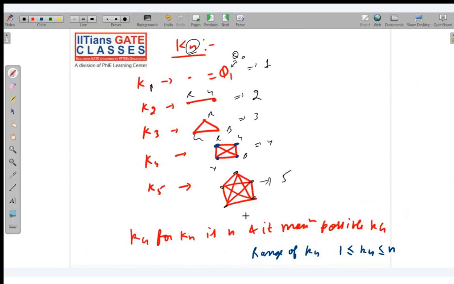So kG for Kn is n, and it is the maximum possible kG. You cannot have more than n. Chromatic number cannot be more than n. If more than n, it means you have given two colors to one vertex. That is not at all possible. So one color to each and every vertex, and no reuse. That means complete graph. So maximum possible is n. kG for Kn is n, and it is the maximum possible kG, and the range of kG is 1 to n. I think you have got it: 1 for null graph and n for complete graph.